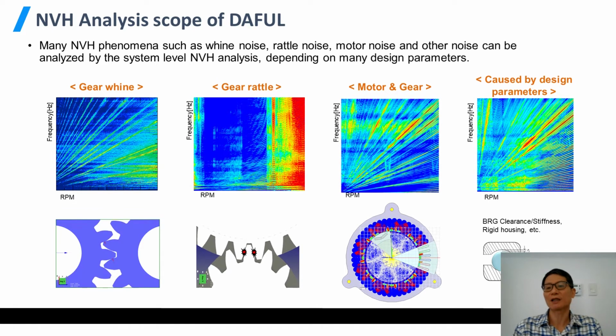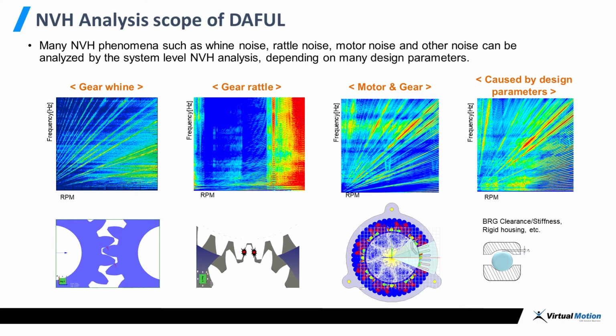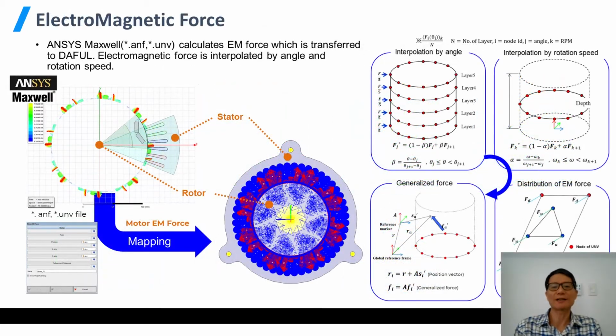And if you change the bearing position, sometimes we want to know what kind of result can be obtained from the design modification. Here is an example. As you can see, the waterfall graph changes significantly when we change some of the bearing design positions. So now we realize that it is very important to include the electromagnetic force effect obtained from the motor.